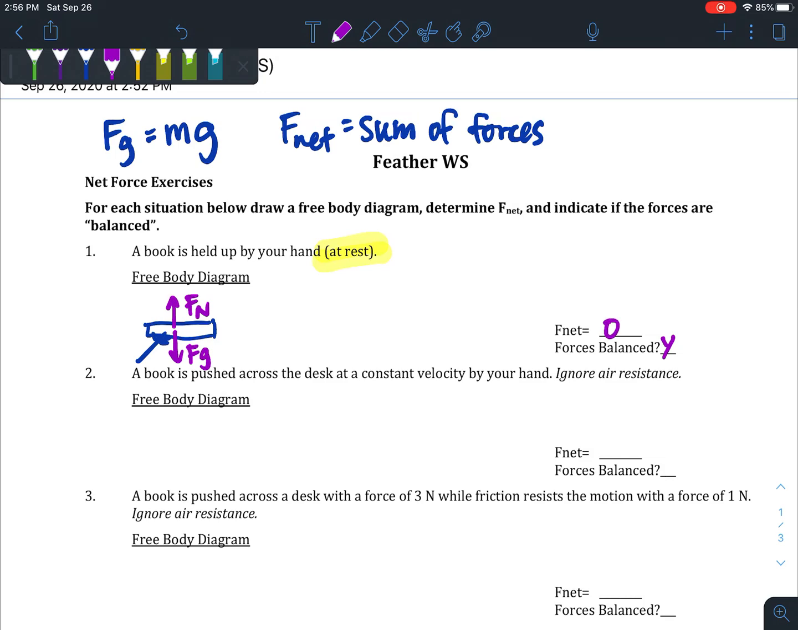For all of this type of problem, draw the picture first, draw a free body diagram, identify the forces, and then look for words like at rest or at constant velocity. Anytime you see either of those, F net will be 0 and forces are balanced. If you don't see those and the object is slowing down, speeding up, or changing direction, then net force will not be 0 and the forces are not balanced.